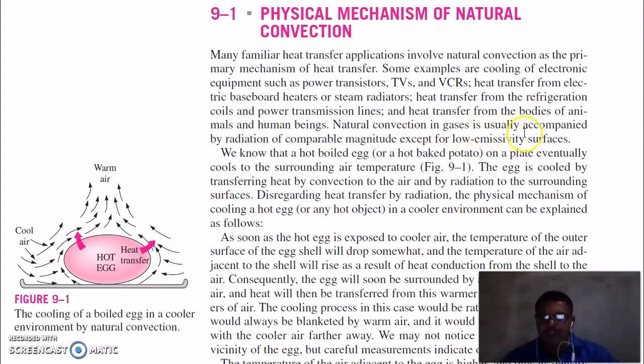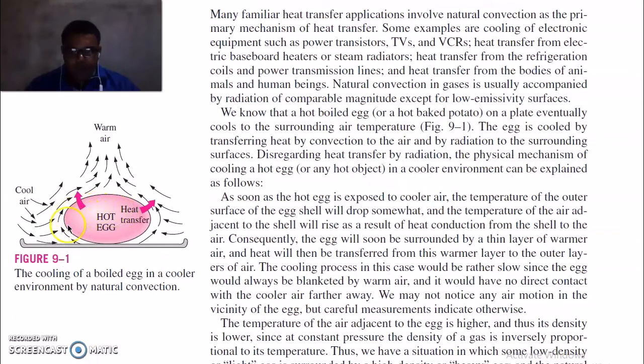Natural convection in gases is usually accompanied by radiation of comparable magnitude, except for low emissivity surfaces. We know a hot boiled egg on a plate eventually cools to the surrounding air temperature. The egg is cooled by transferring heat by convection to the air and by radiation to the surroundings.